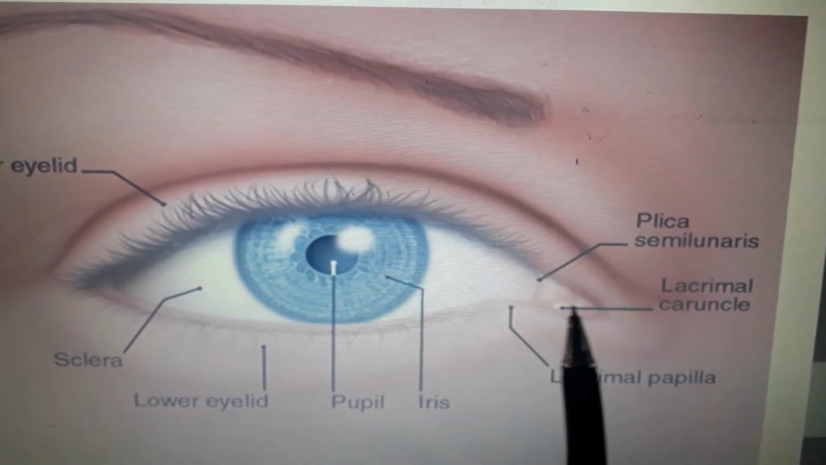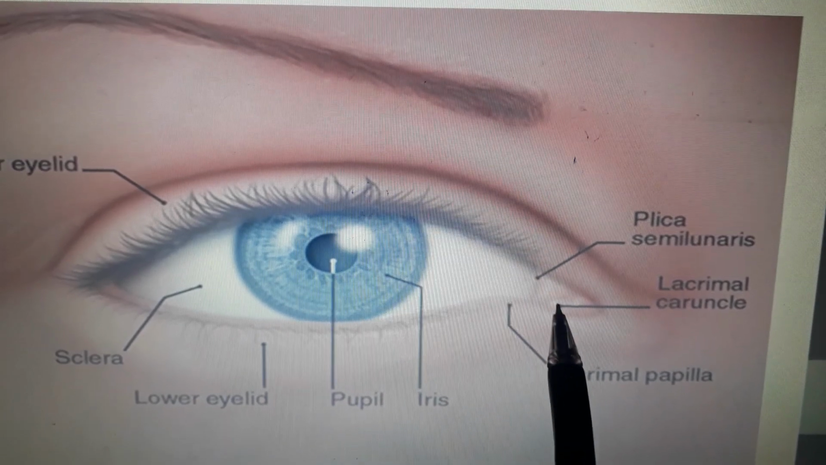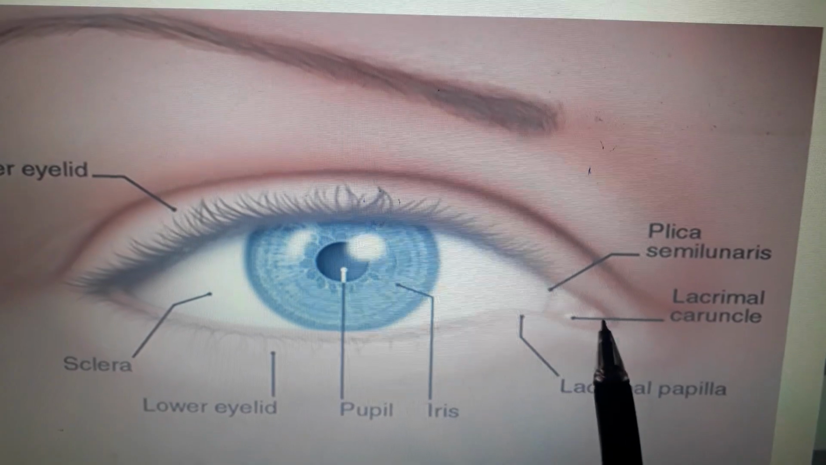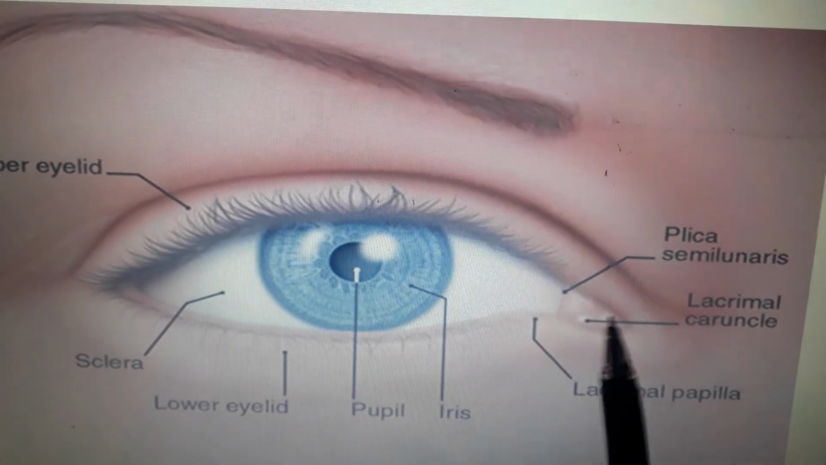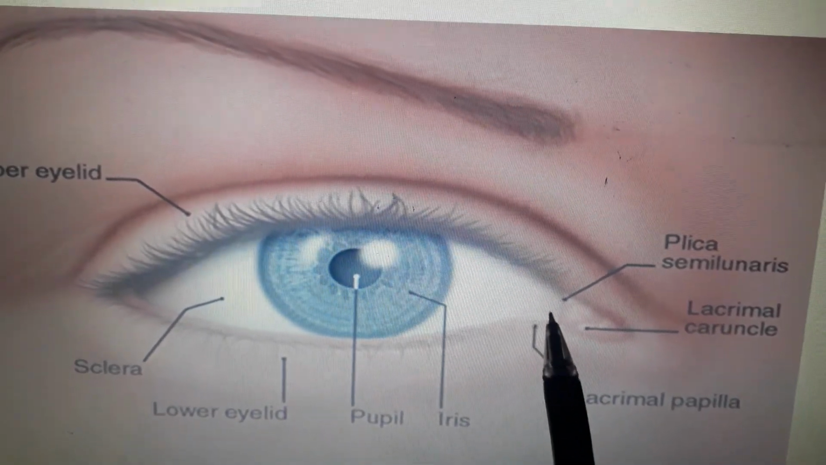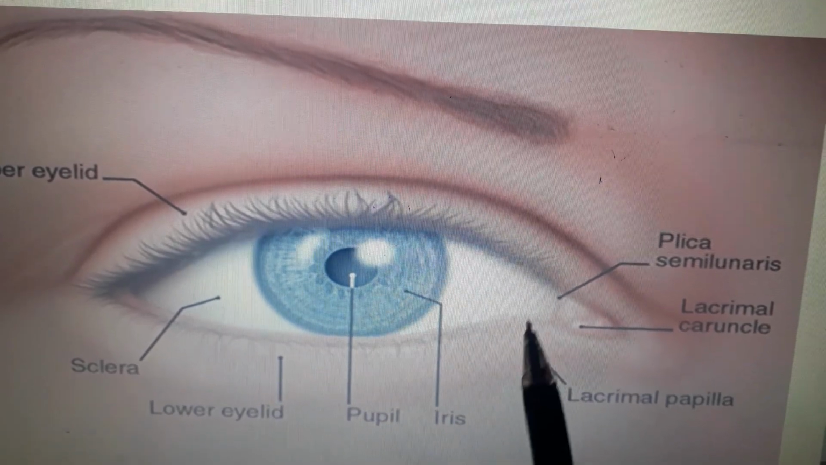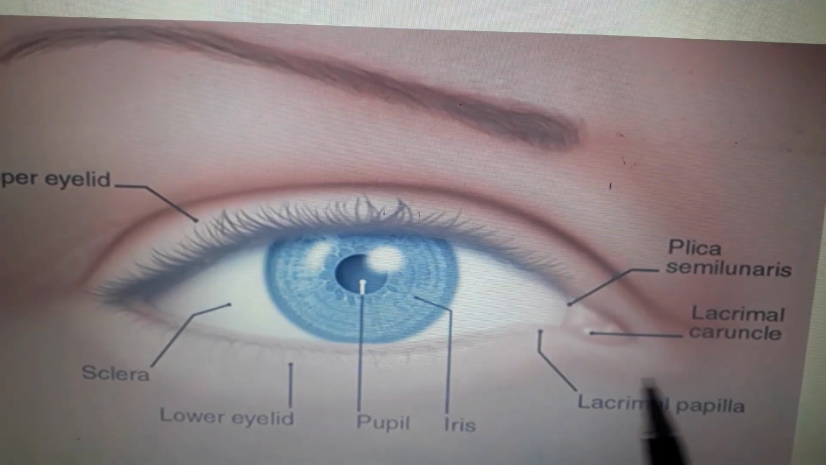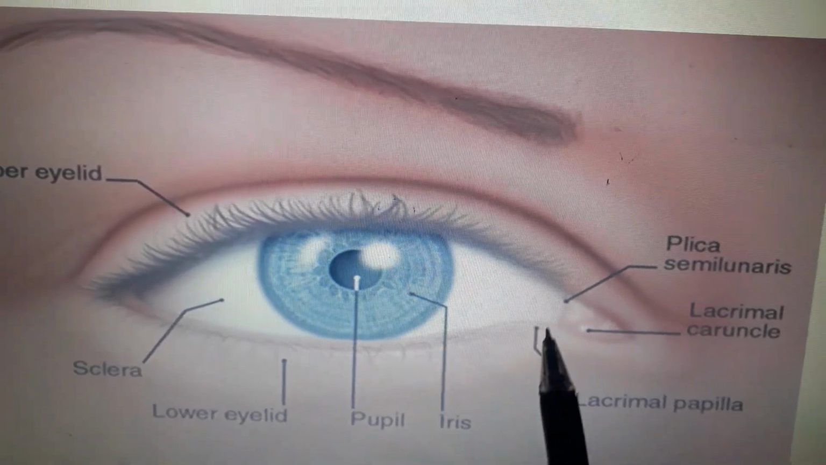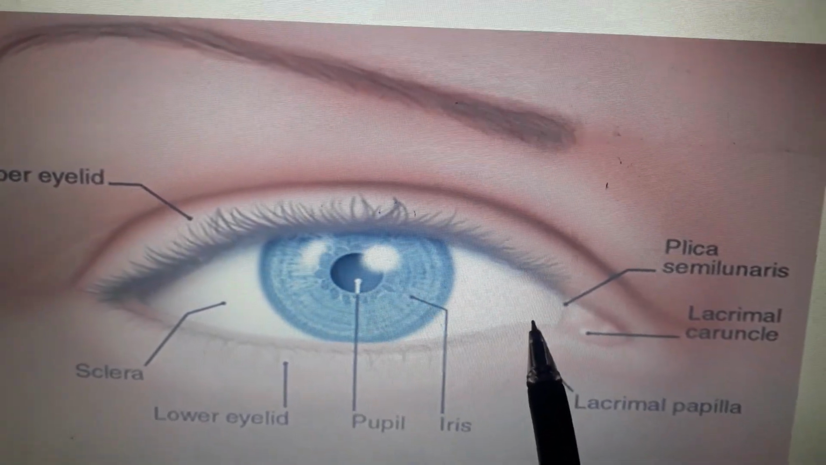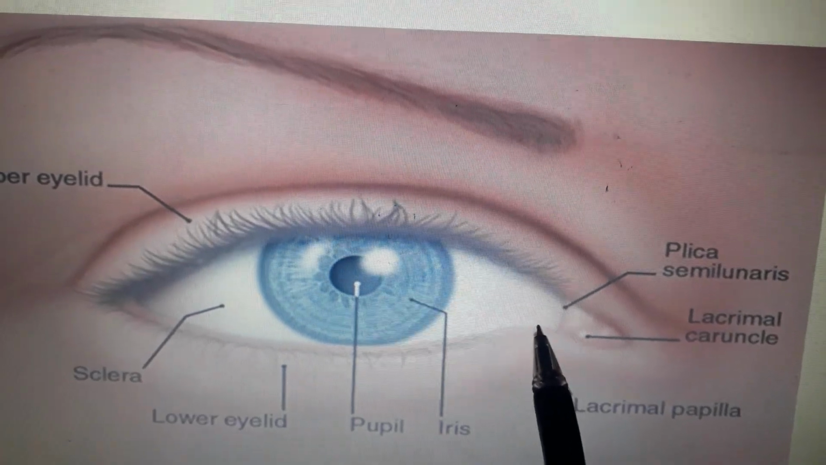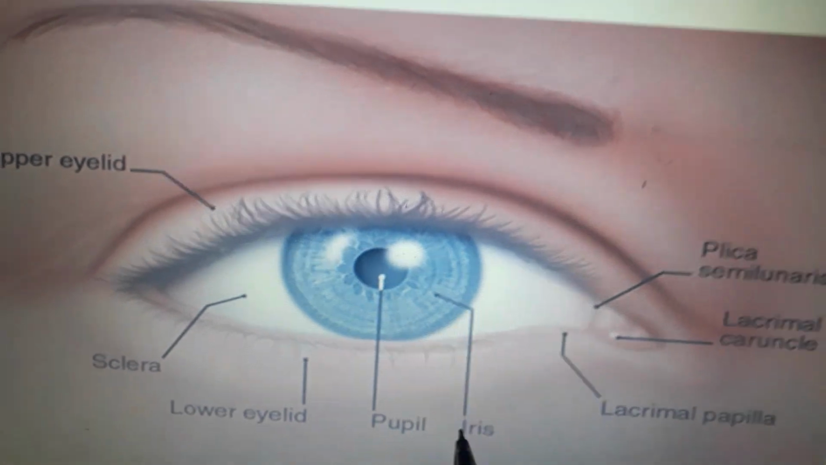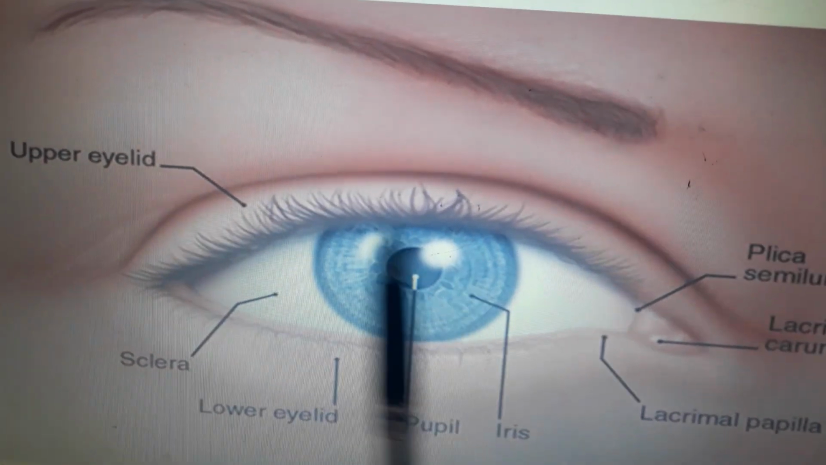And then the lacrimal caruncle. The lacrimal caruncle is modified skin with sebaceous glands, and hair follicles are also present. This projection-like appearance is the lacrimal papilla, and the lacrimal papilla has a hole which is called the punctum. And this is the iris, pupil, lower eyelid, upper eyelid.